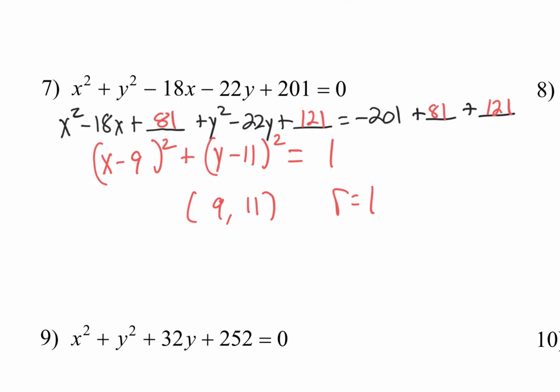Don't worry about the formula yet. You're creating the formula here. Why do we always have to subtract after the equal? Because we moved this 201 to the other side of the equation by subtracting it from both sides. Okay?